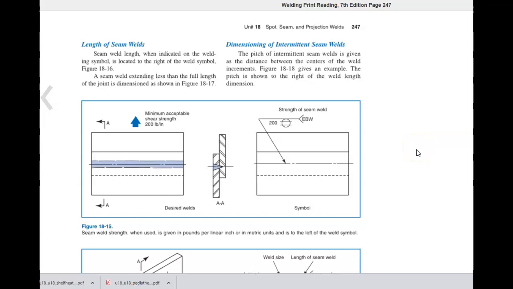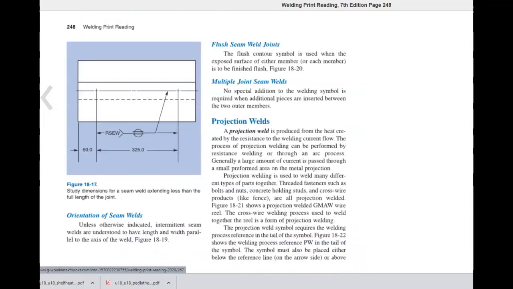A seam weld can extend less than the full length of the joint, with dimensions as shown in 18-17. Study the dimensions of the seam weld extending less than the full length of the joint.